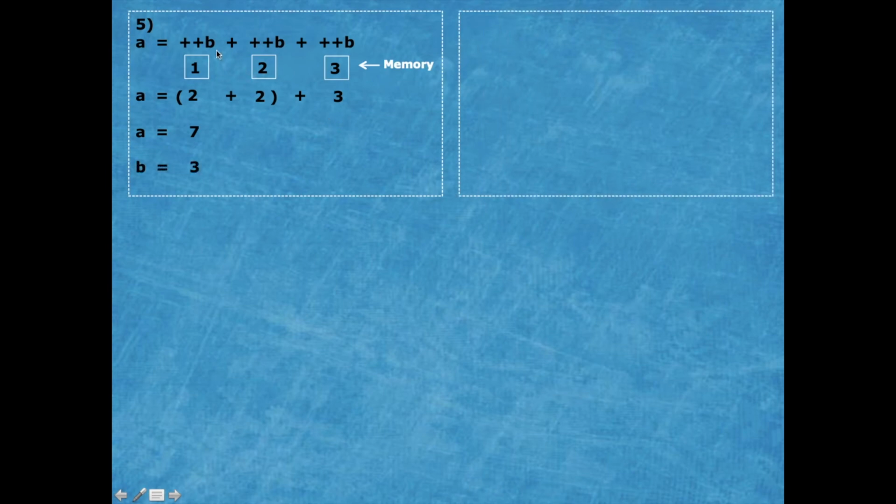Keep in mind, b was incremented a total of 3 times, as a result of which b is equal to 3. Now let's take this example. After this example, you should have no doubts in your mind. So we have ++b + ++b + b++. So let's start. Pre-increment, so first increment in memory and then go over here.